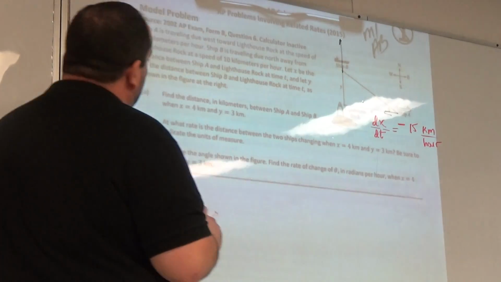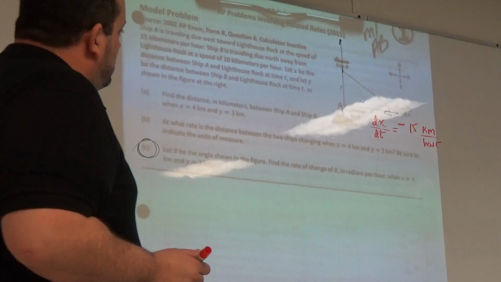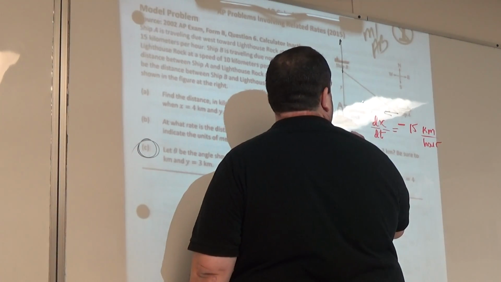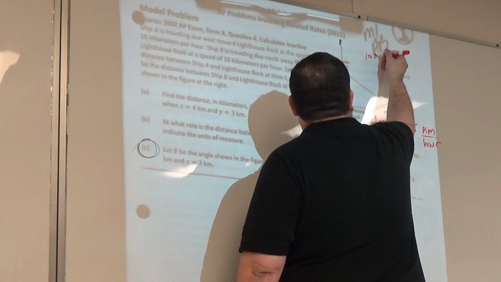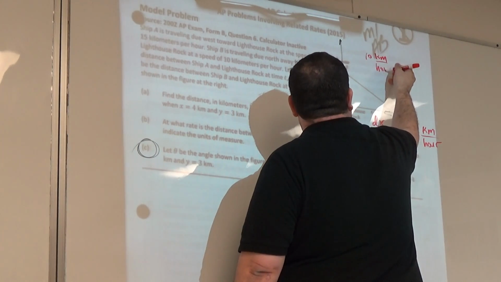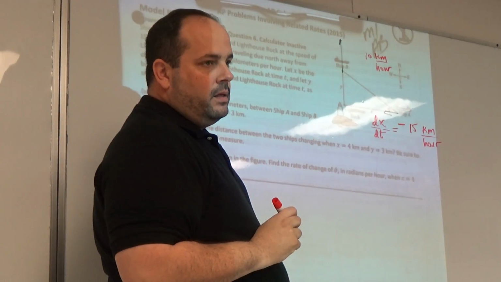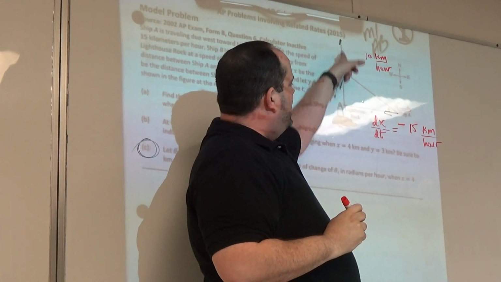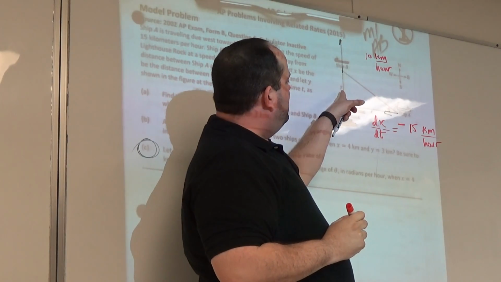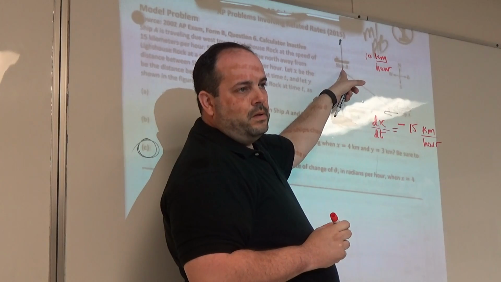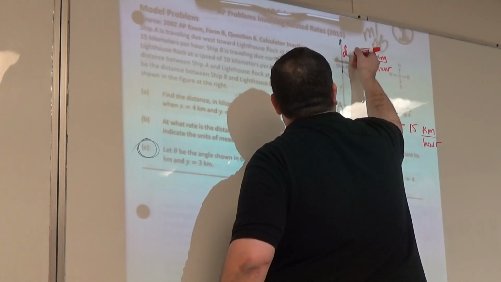Edgar, what else is happening here? The other ship is moving at 10 kilometers per hour. The other ship is moving at a rate of 10 kilometers per hour. How am I going to write that? Ship B is moving away, right? They're using y to indicate the distance from the lighthouse rock to the ship. Oh, dy over dt. So this has to be dy over dt.